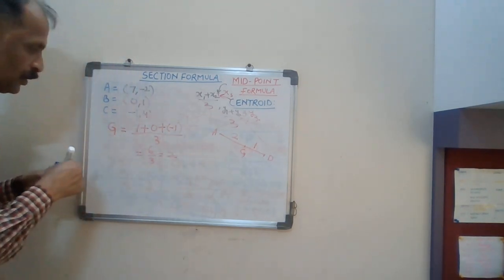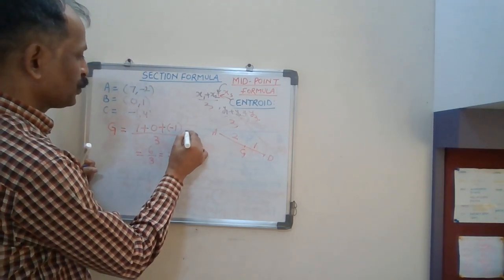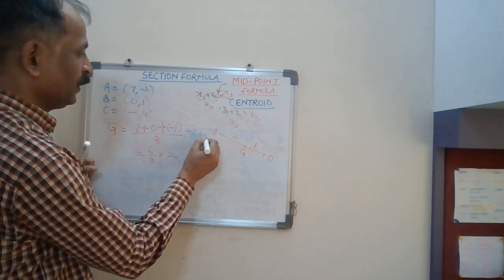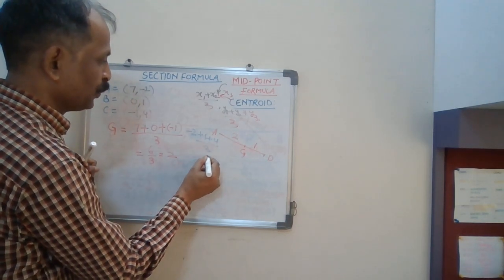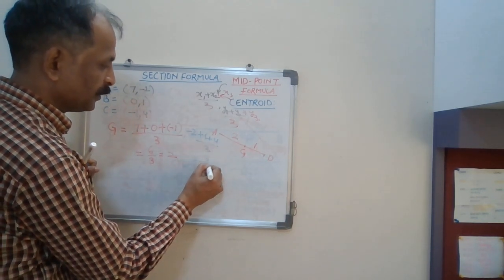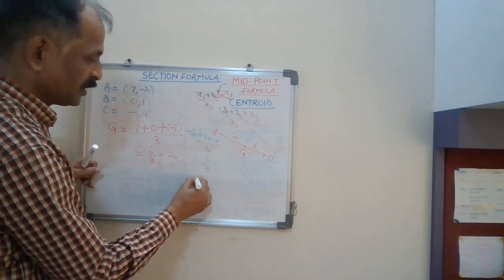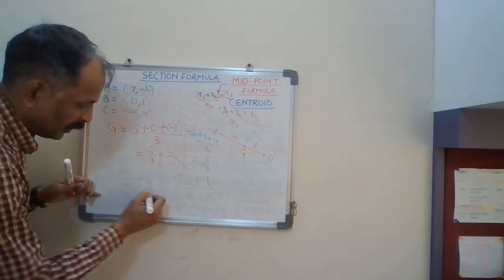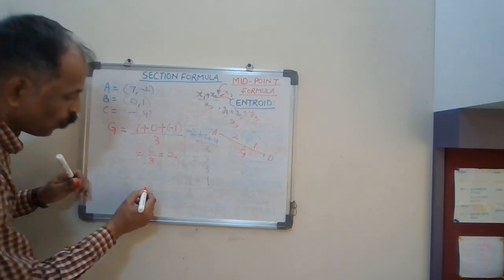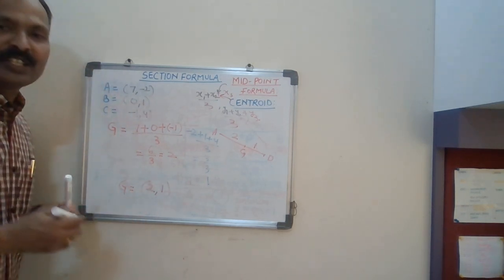You can write it down also. This is your x coordinate. And then you can write minus 2 plus 1 plus 4 upon 3, which will give you 5 minus 3 upon 3, which means 1. So you can find the coordinates. The answer came 2 comma 1. So the coordinate is 2 comma 1.